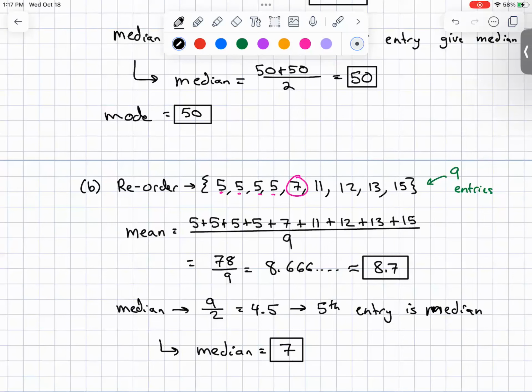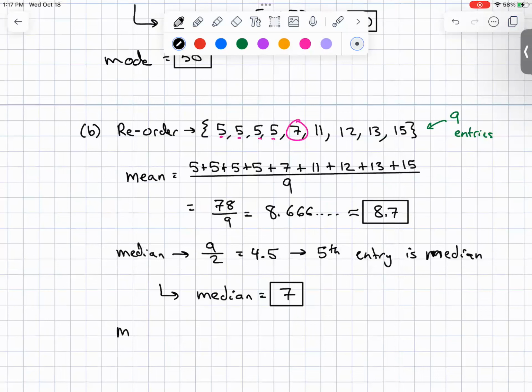And then the mode, as we said before, the mode is equal to 5 with a frequency of 4. Every other number has a frequency of 1. Any questions on that?